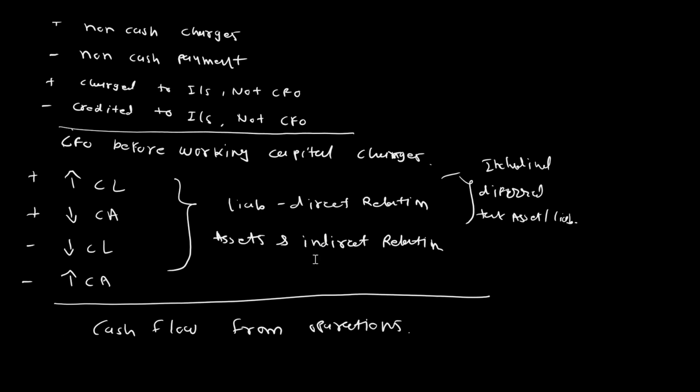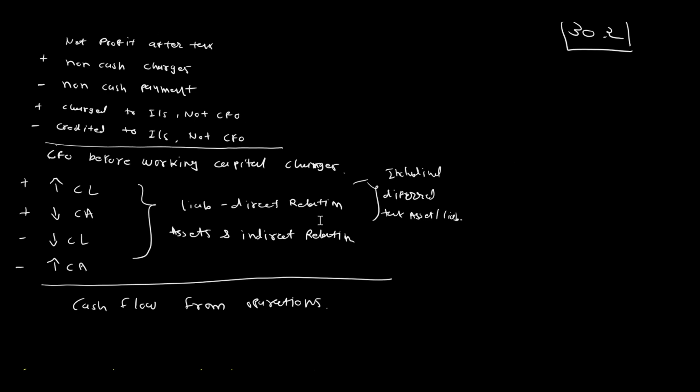Working capital means the movement of current assets and current liabilities. Liability has a direct relation: if liability goes up, cash goes up. If current assets go down, cash will increase, and the reverse also. So assets have an indirect relation.